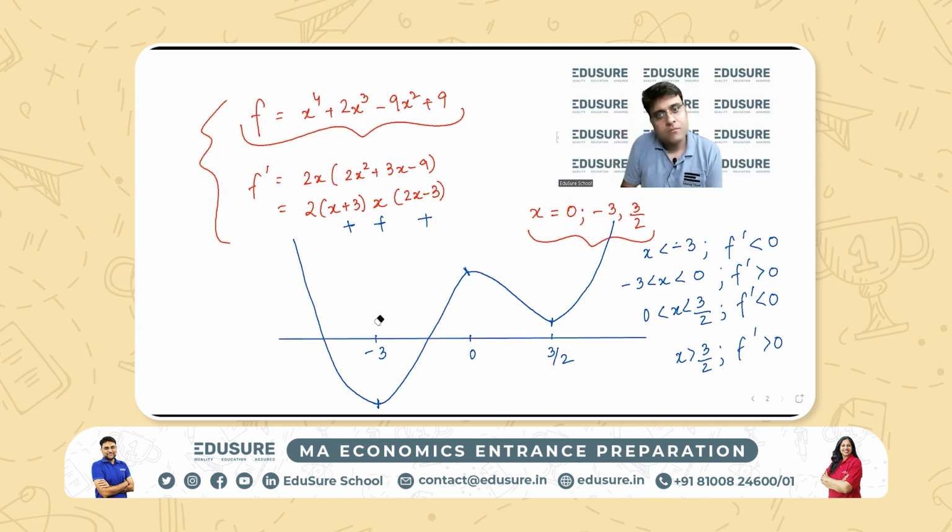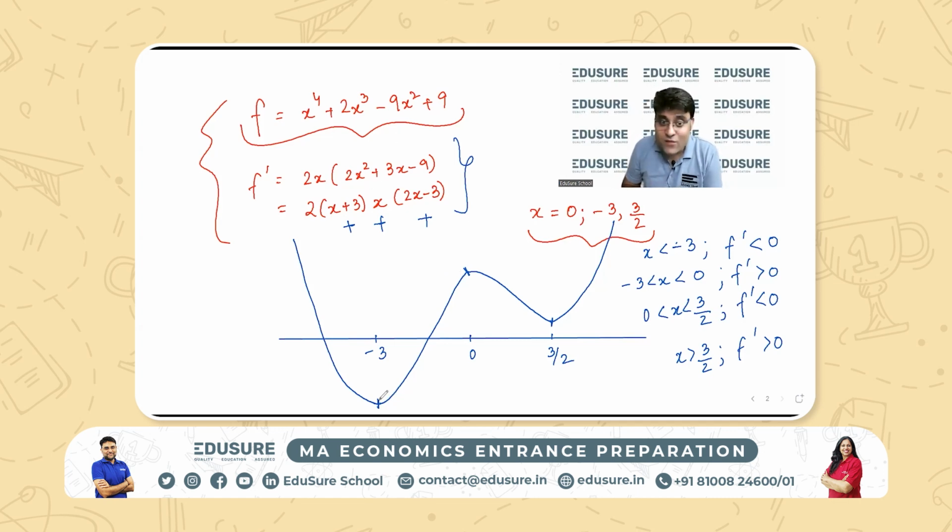How do you know that it is lower at minus 3 instead of 3 by 2? Put in the value of f. That is how you will be able to verify it. There is no other way. This f dash approach will only tell me where the function is decreasing and where it is increasing, where the function is falling and where it is rising. The f dash thing will only give me that.